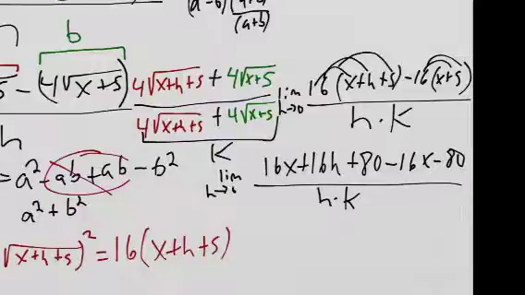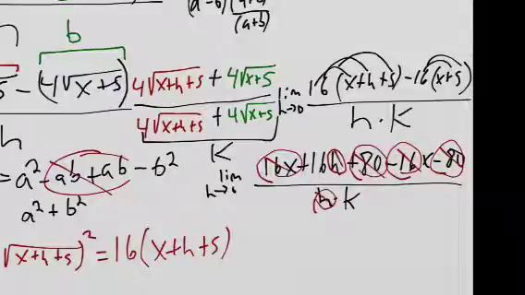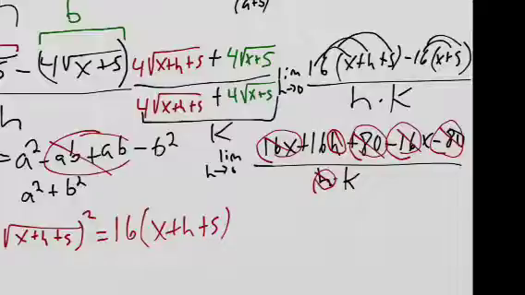So this is good because we can cancel 16x and negative 16x, and we can cancel 80 and negative 80. All that's left is 16 times h over h times k. Since this is all multiplication, we can just cancel that h. We're just left with 16 over k. So now we have to write k again, unfortunately.